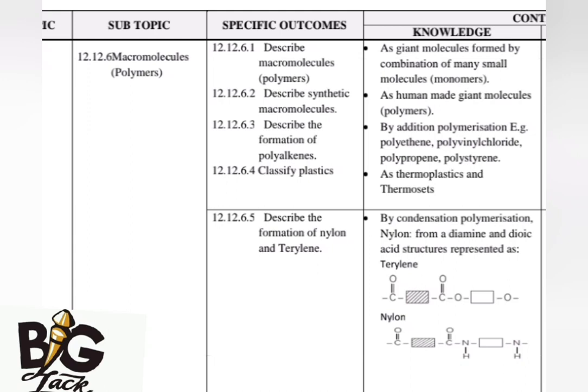Apart from that, we need to describe types of polymers. We have two types of polymers: synthetic polymers and natural polymers. Synthetic polymers are man-made polymers. Natural polymers occur naturally, like cotton or wool. These polymers can undergo condensation polymerization and also addition polymerization.